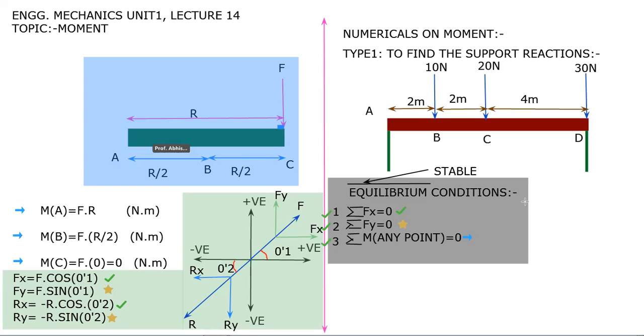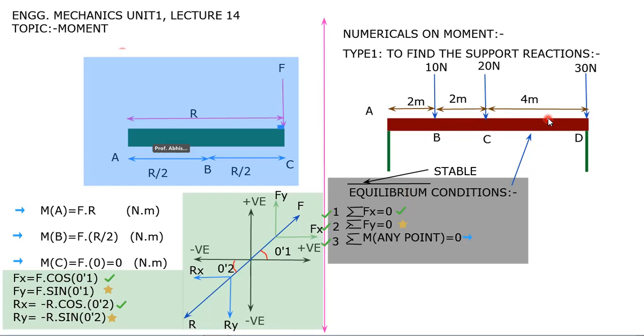Why can we apply these conditions to the beam? We can apply these equilibrium conditions to the beam because this beam is also in a stable condition. You remember this thing. This beam follows stability. This beam follows equilibrium. This beam is in stable condition. So this beam is not moving. If the object is not moving, it means it is stable.